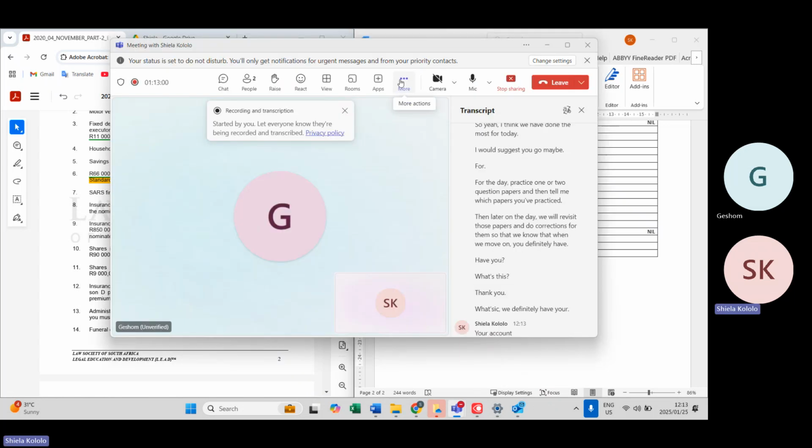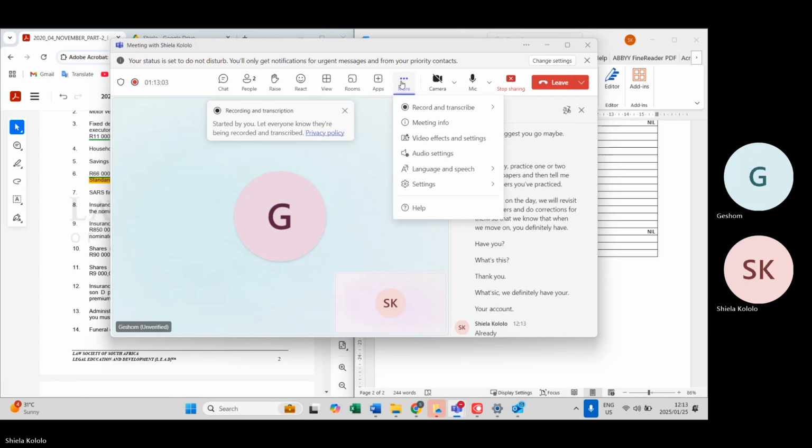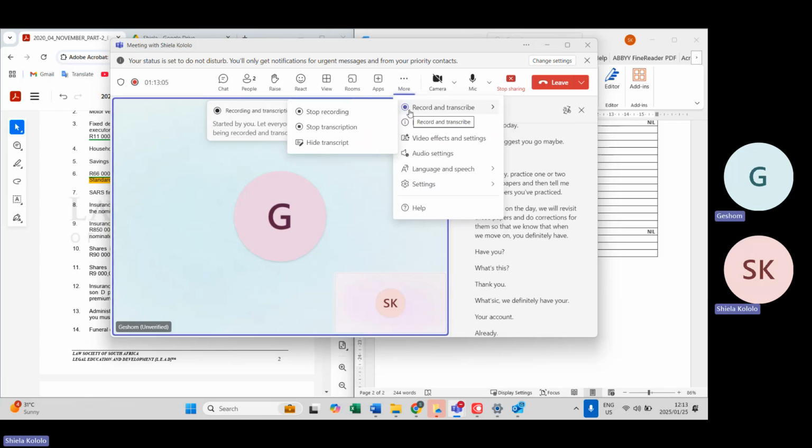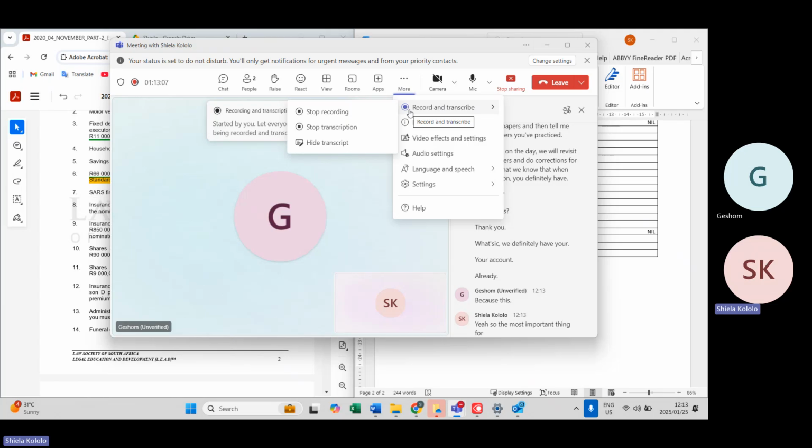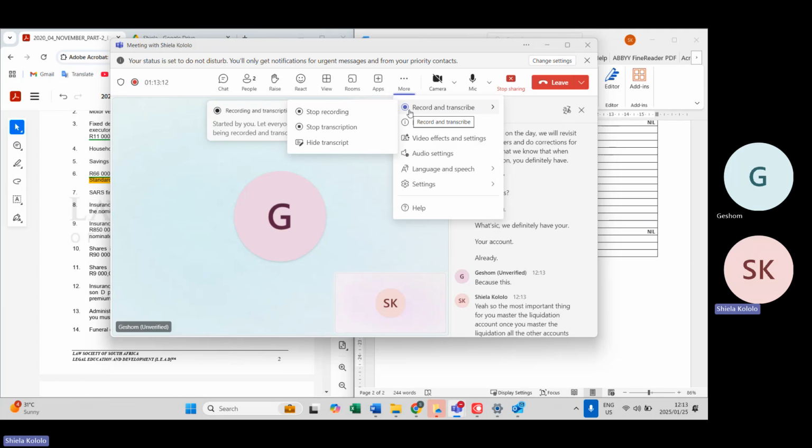Okay, sis. Yeah, so the most important thing for you, master the liquidation account. Once you master the liquidation, all the other accounts are actually very easy. You are literally just moving on.